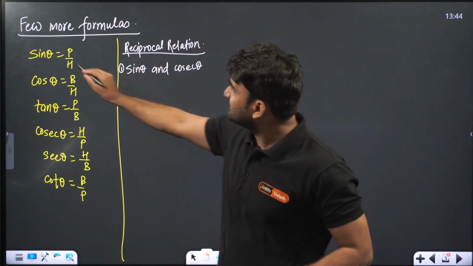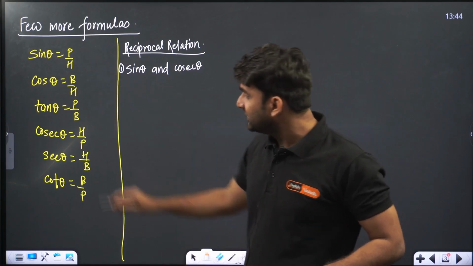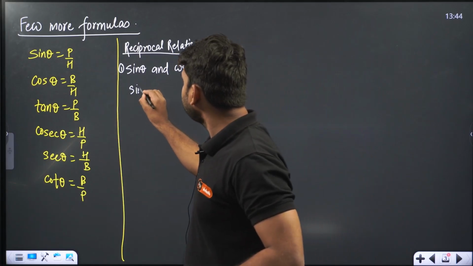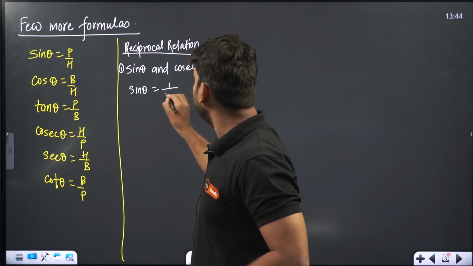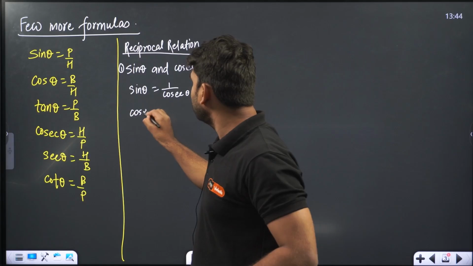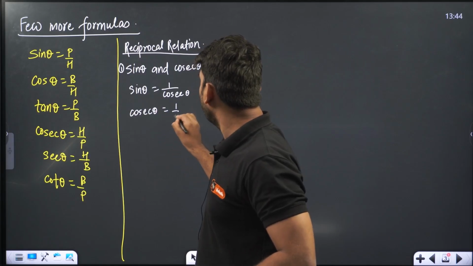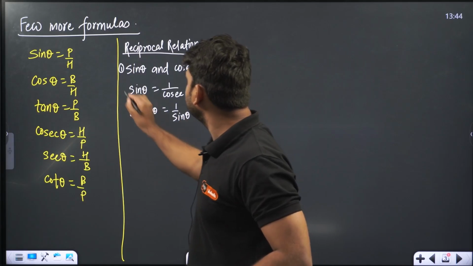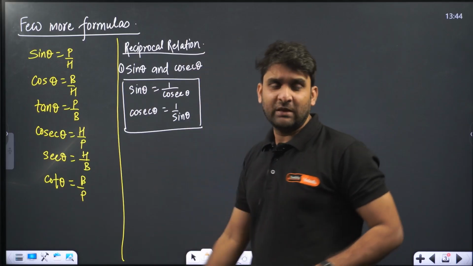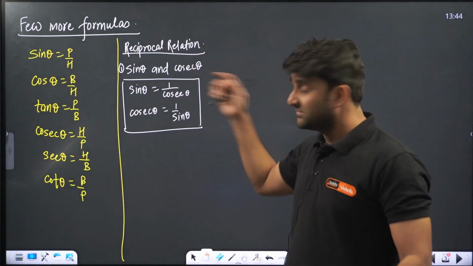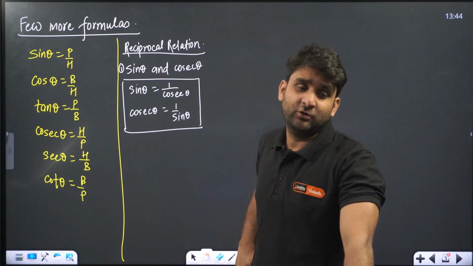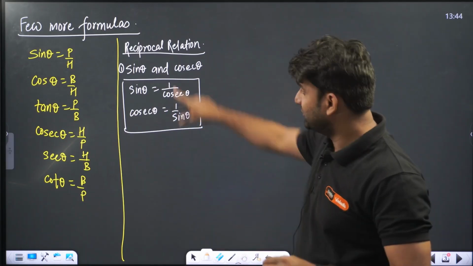Why? Because sine theta is perpendicular by hypotenuse and cosec theta is hypotenuse by perpendicular. So my dear champion, sine theta can be written as 1 by cosec theta and vice versa, cosec theta can be written as 1 by sine theta. So this is the formula, guys. Sometime in proof type question these things will be required. Relationship between sine and cosec, the reciprocal relation, keep it in mind.